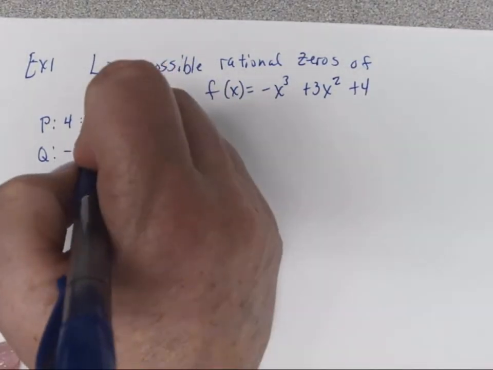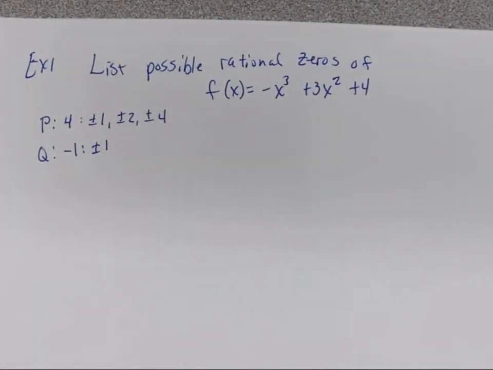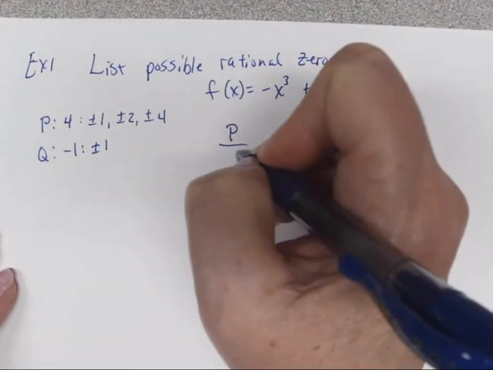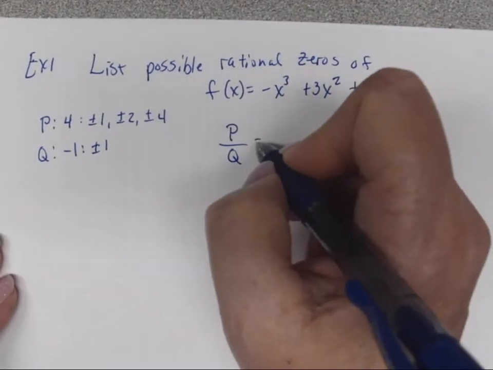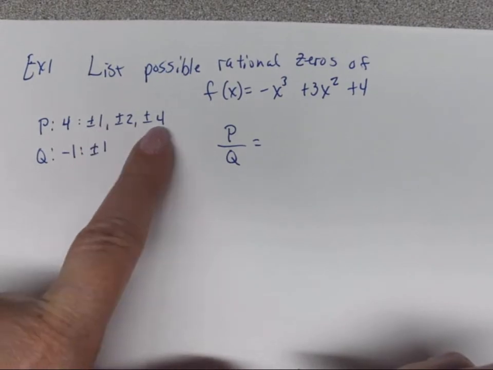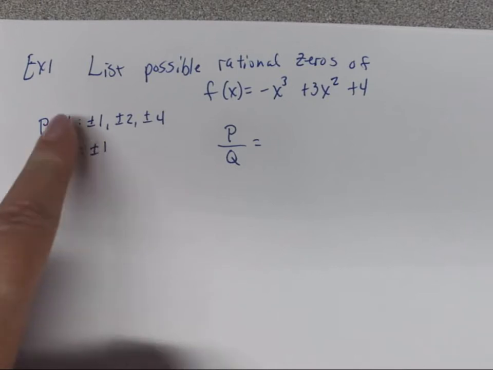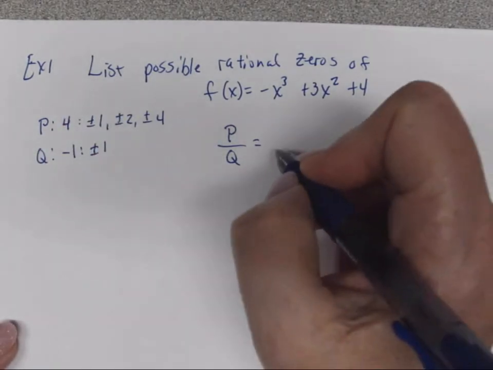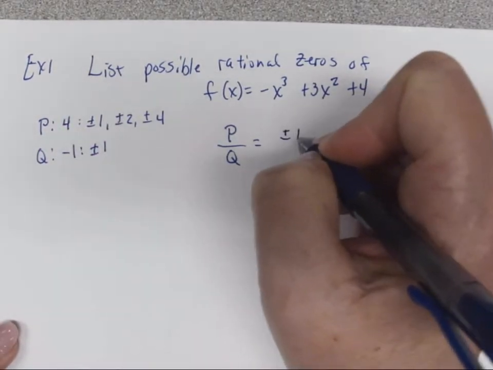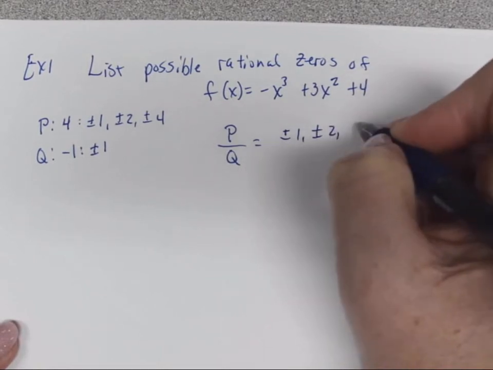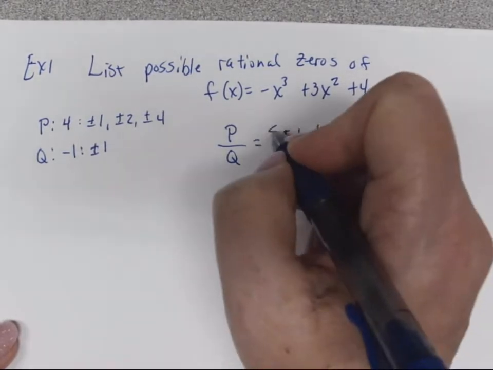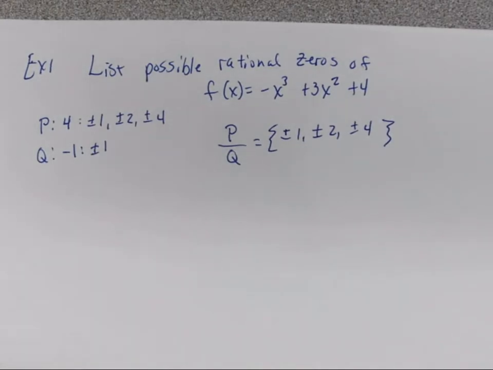For negative 1, it's just going to be plus or minus 1. So to find the possibles, it's p over q. So I'm going to take all of these numbers and put them over plus or minus 1. Well, this one's really simple because it's all over 1. So that just means we're going to end up with plus or minus 1, plus or minus 2, and plus or minus 4. So that would be all of the possible zeros. We're not going to find the zeros. We're not going to try them yet. We're just trying to find the possibles.